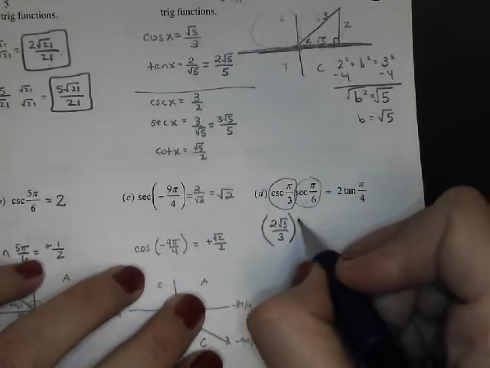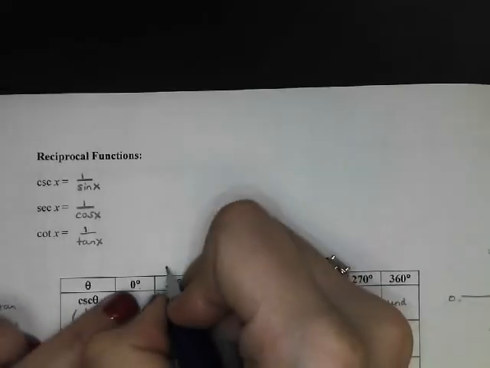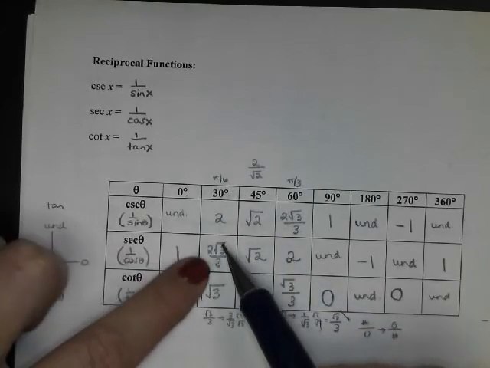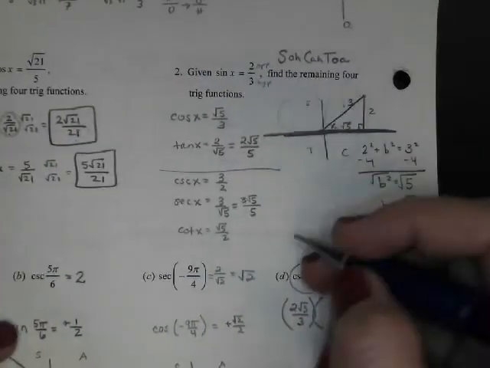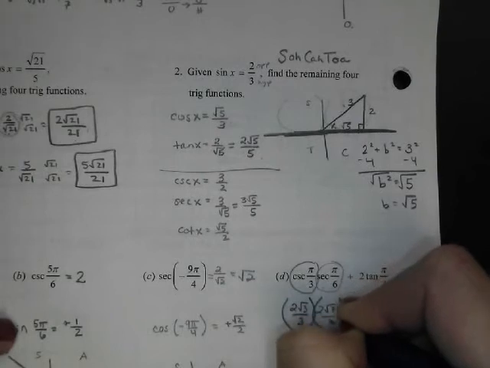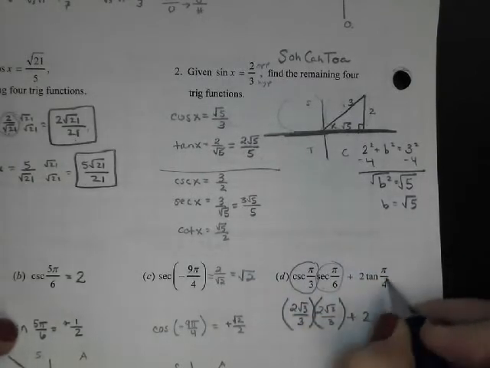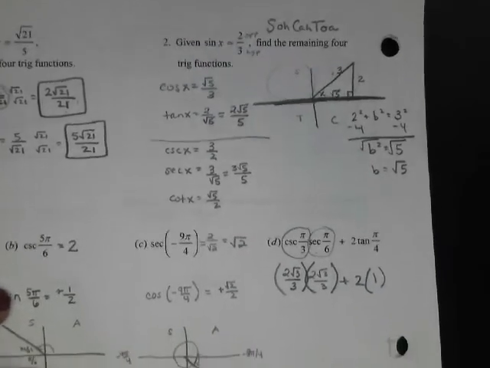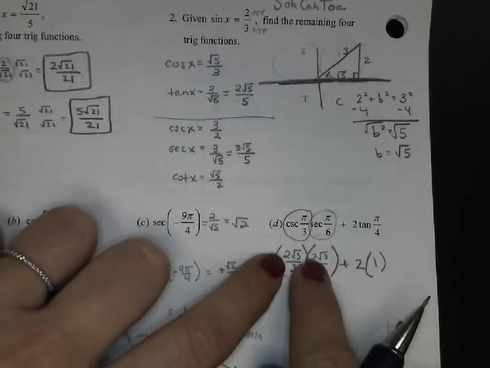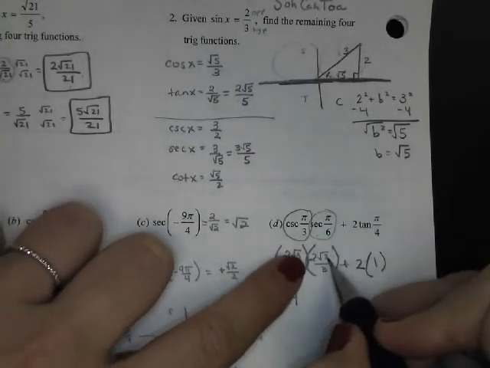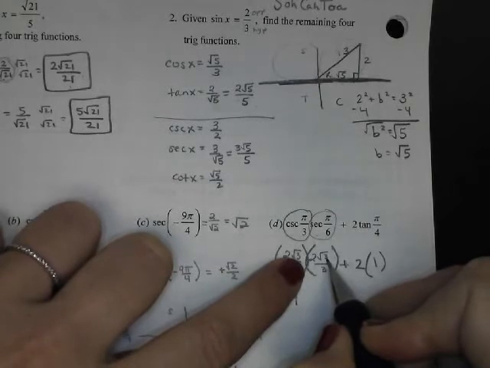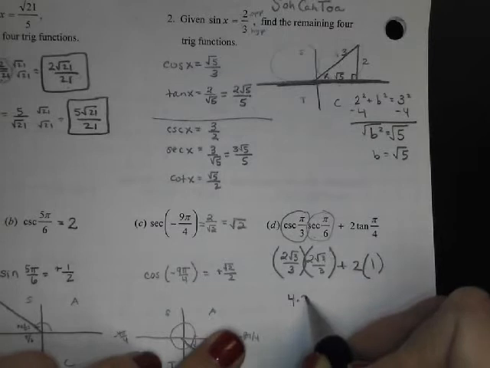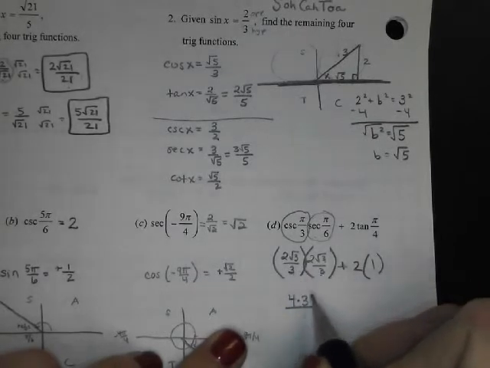The secant of pi over 6 are your 30-degree angles. So the secant of pi over 6 is 2 root 3 over 3 as well. Plus 2 times the tangent of pi over 4, which you should have memorized, is just 1. So when I multiply these, 2 times 2 is 4. Root 3 times root 3 is just 3. Or you could say it's root 9, but root 9 is just 3. And on the denominator, 3 times 3 is 9.